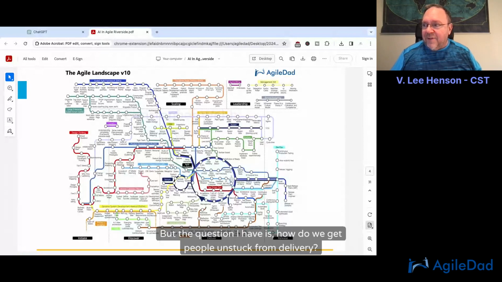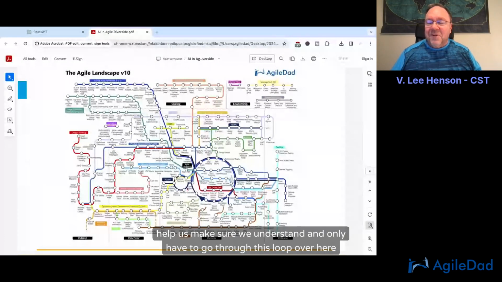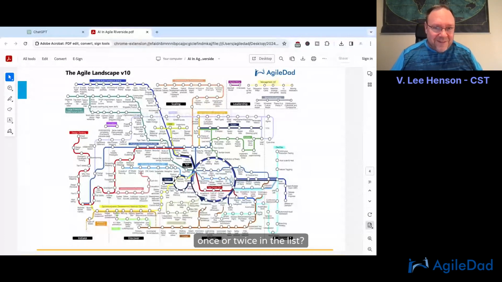But the question I have is, how do we get people unstuck from delivery? How do we get people to focus on outcome instead of output? How do we get people to understand that if you make a mistake in this loop, the best advice is to go back to the other side and do some of this persona-based flow? Or can we leverage AI early and do these two steps using AI to help us make sure we understand and only have to go through this loop over here once or twice in delivery? That's the key.